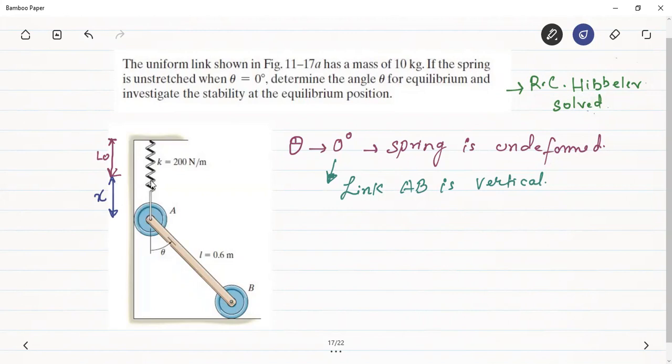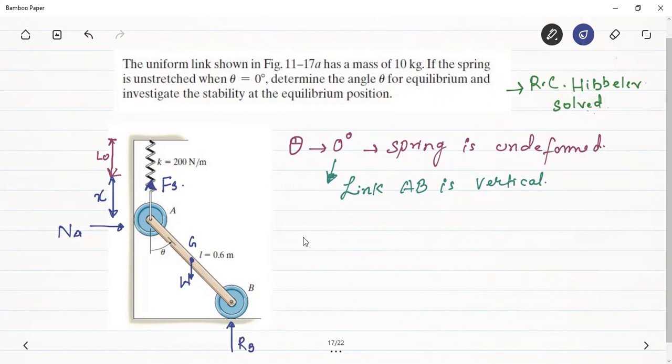Therefore, in the free body diagram, the restoring force will point in this direction. That is, the spring force will be in this direction, and the weight of this bar is vertically downwards. If this is the center of gravity, the weight of this bar can be shown here. In addition to these two forces, in the free body diagram, we can show the reaction at B, and we can also show the normal reaction at A.